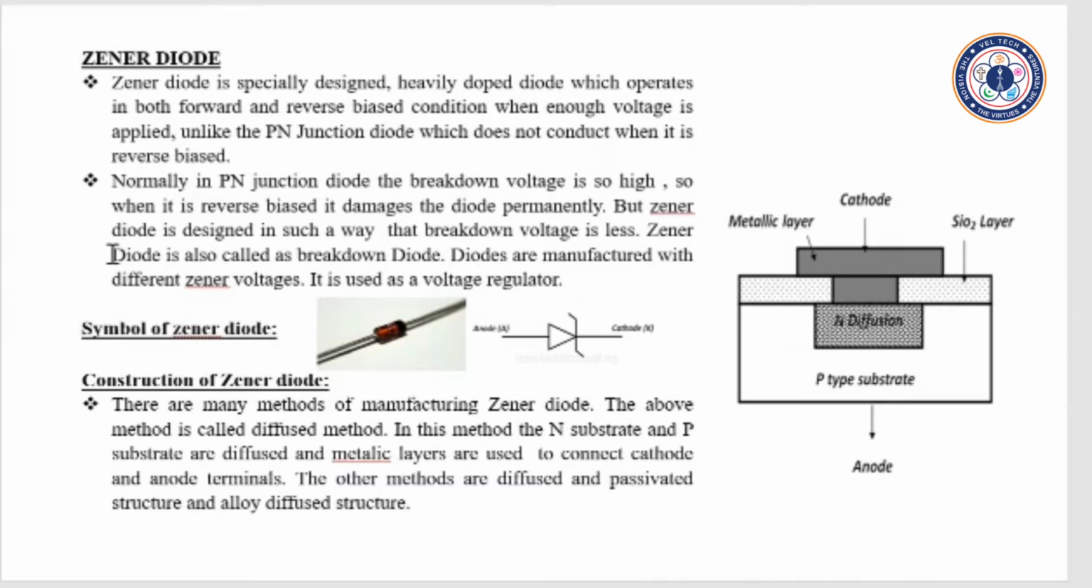Construction of the Zener diode. The Zener diode can be constructed in different ways. Here I am using the diffused method. In this method, the N-type substrate and the P-type substrate are diffused and the metallic layers are used to connect the cathode and anode terminals.